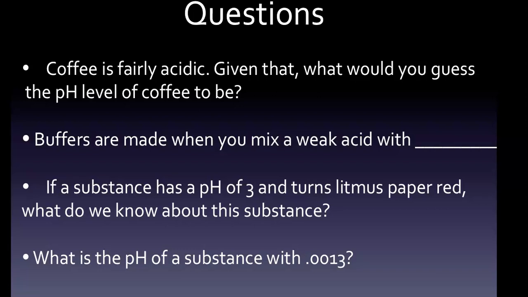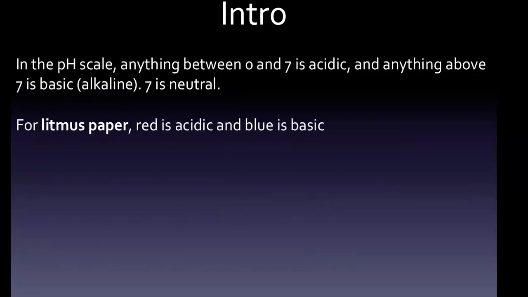Coffee is fairly acidic. What would you guess the pH level of coffee to be? Buffers are made when you mix a weak acid with what? If a substance has a pH of 3 and turns litmus paper red, what do we know about this substance? So we need to be familiar with litmus paper. And then finally, what is the pH of a substance with 0.0013 M? Forgot about the M. Okay, introduction.